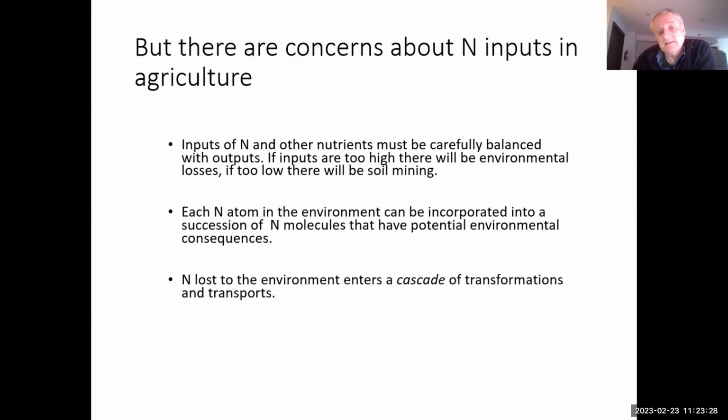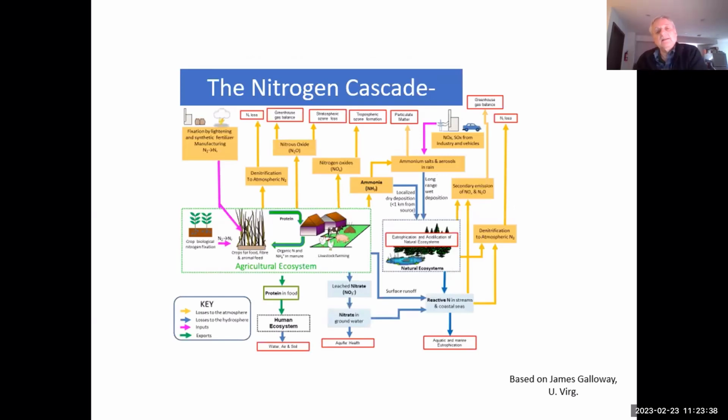So N lost to the environment enters into a cascade of transformations and transports. This has been described in something called a nitrogen cascade. And this is intended to depict what happens to nitrogen when it's used in agriculture and what the outcome is. So you put nitrogen in, and all the nitrogen you put in has to be accounted for in some way. It all goes somewhere, and none of it just simply disappears.